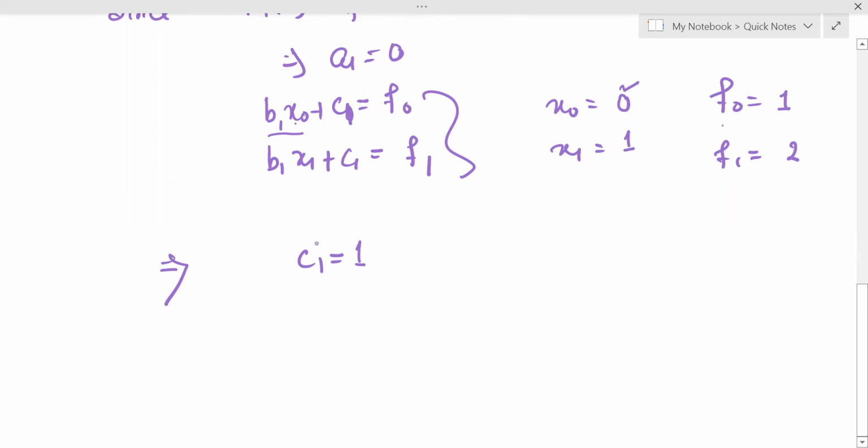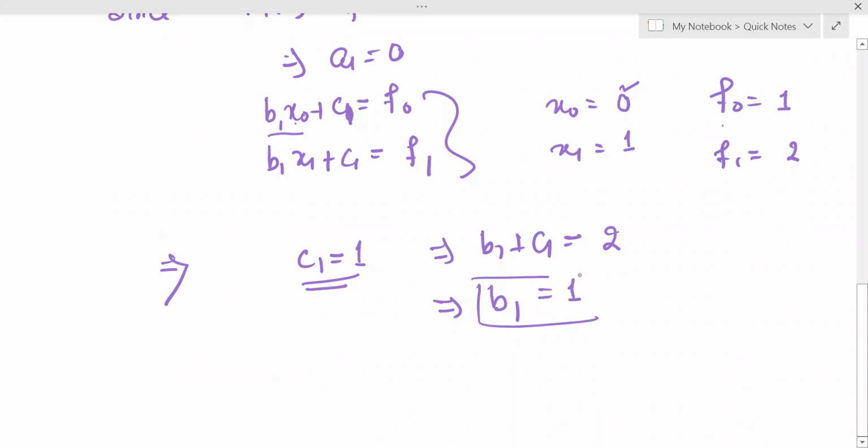Then B1 plus C1 is also given here. See, B1 plus C1 is given. X1 is 1, so B1 plus C1 is given F1. F1 is 2. This is also given. So what is the value of B1 here? Because C1 has already evaluated the 1 value. So this is also 1. So we can see the B1 value and C1 value.